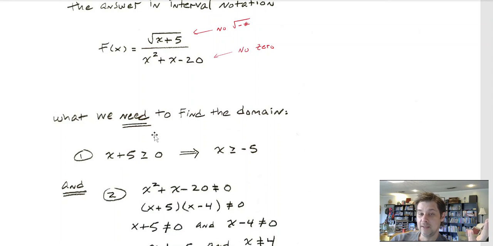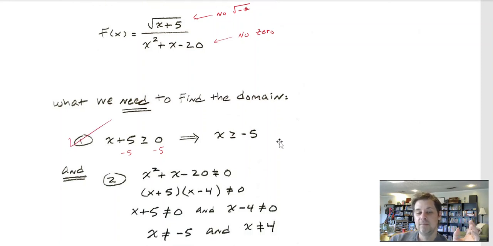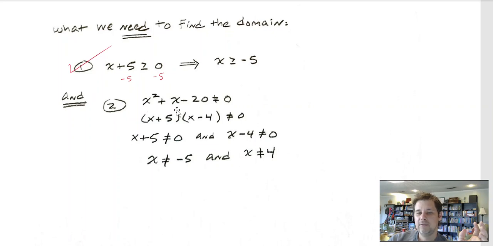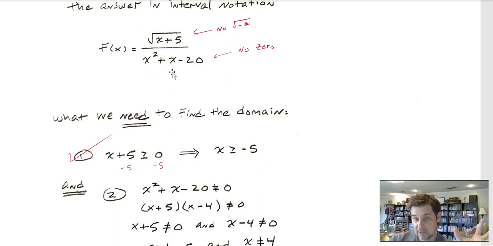I need x plus 5, which is under the root, to be greater than or equal to 0. And if I solve this inequality, say by subtracting 5 from both sides, then it will lead to this inequality, which says the x being the number that gets plugged into the function, needs to be greater than or equal to -5. All right, so that's part of it. That's one thing that needs to happen, okay? But also, what else did I say? I can't have a 0 under the division. I can't divide by 0. So I need to have x squared plus x minus 20, which is what you see under that bar.